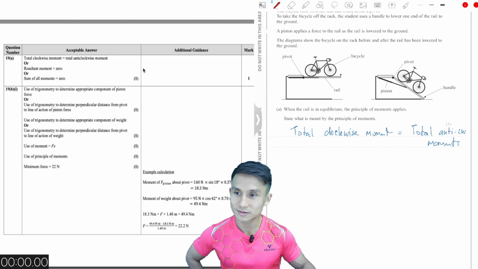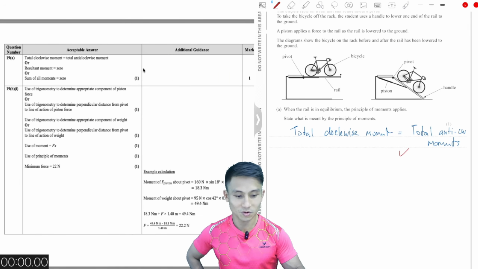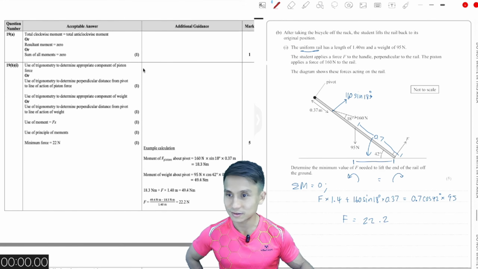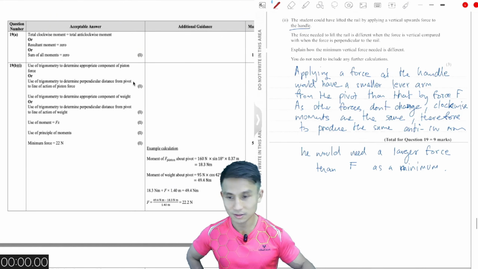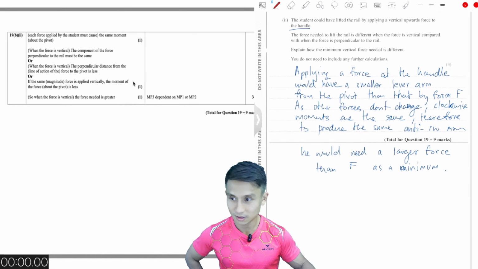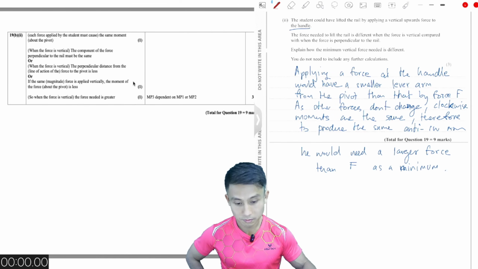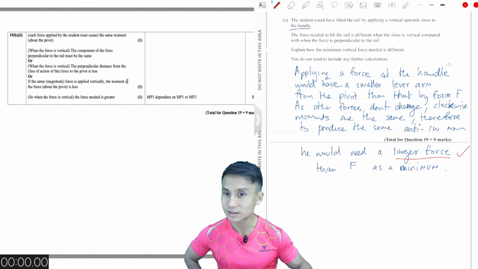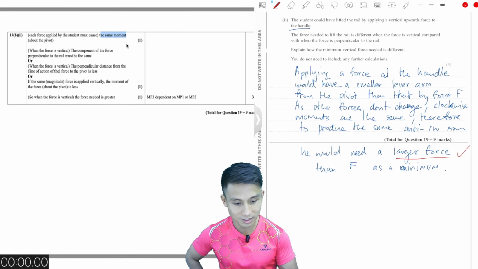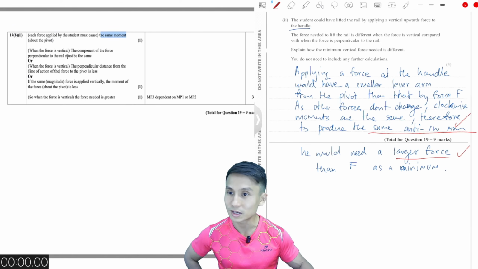Okay, this one. Yeah, total clockwise equals anti-clockwise. That's fine. This one, 22.2. Yeah, should be fine. Next. Okay, so it's a larger force. Yeah, I got this fine. The last point there. The same force is applied vertically. Hang on. Same moment about the pivot. Okay, yeah, I think I wrote same moment there. Yeah, same anti-clockwise moment. And then force is applied vertically.